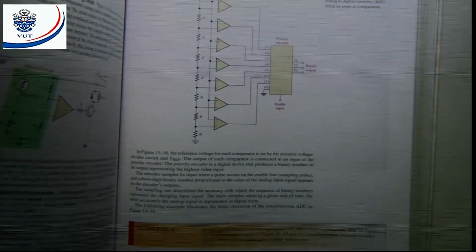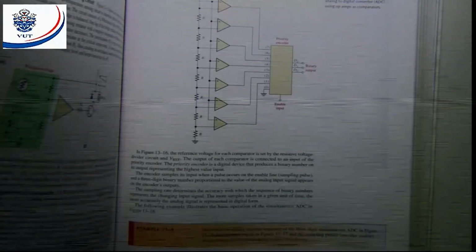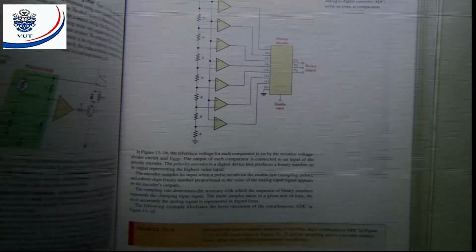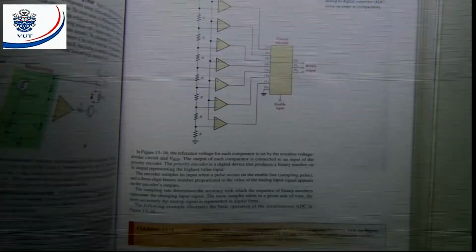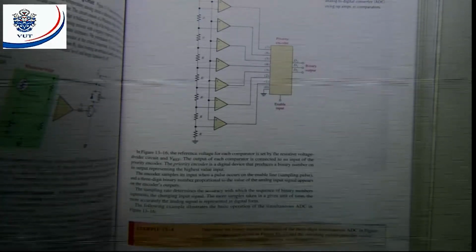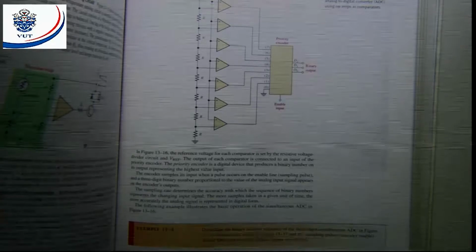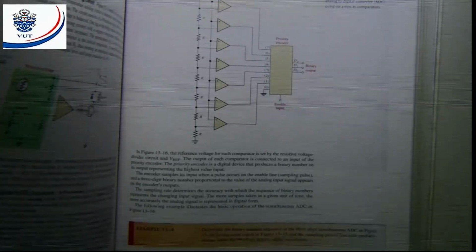We're going to look at example 13.4: determine the binary number sequence for the 3-digit simultaneous ADC in figure 13.16 for the input signal in figure 13.17. The sampling pulses encoder enable are shown. Draw the resulting digital output waveforms.